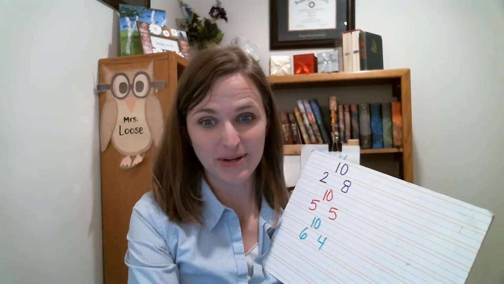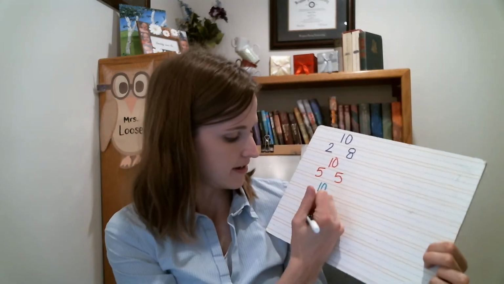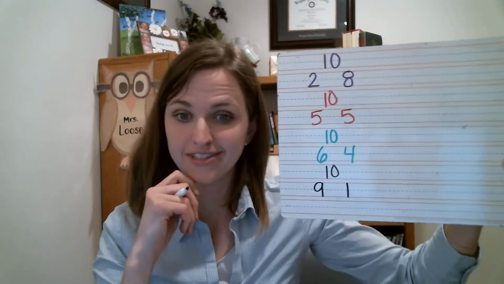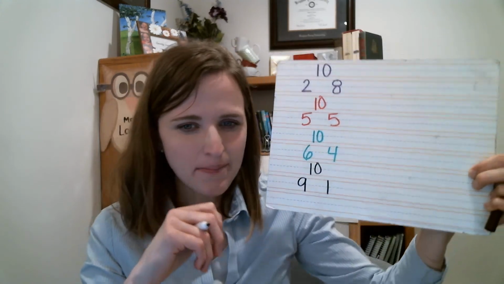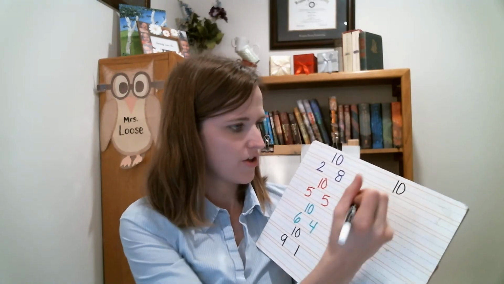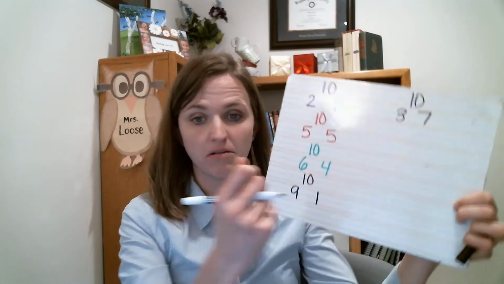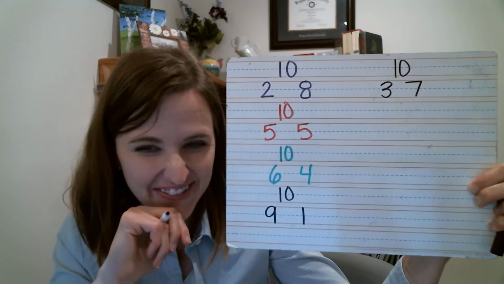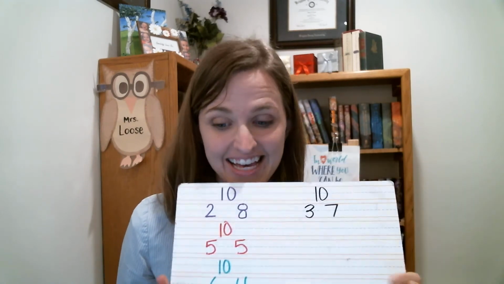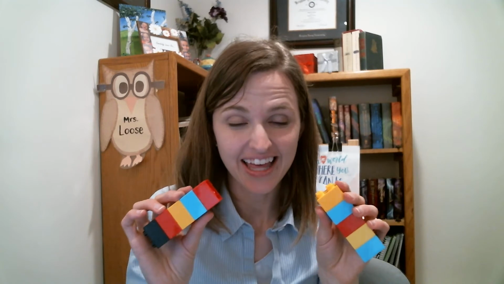Here are some of the other ways you might have separated it. Maybe you got 10 with 9 and 1. Did anyone get that? Maybe you got 10 with 3 and 7. Did you find that one? Well, there are lots of ways to separate 10. This separating is like subtraction. And I want to show you how.